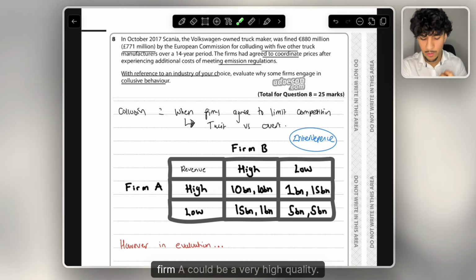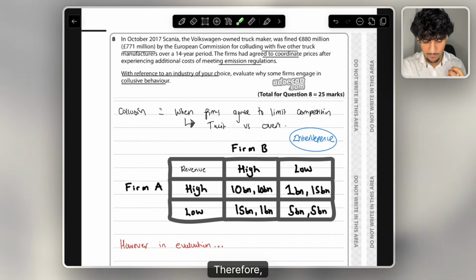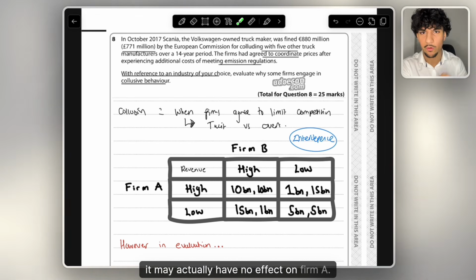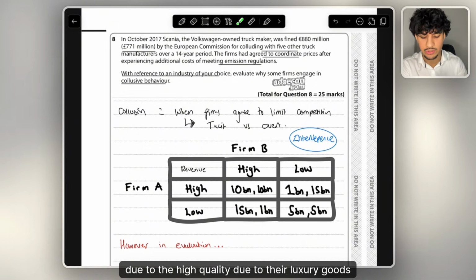But, for example, firm A could be very high quality, they may be a luxury producer. Therefore, despite firm B cutting their prices, it may actually have no effect on firm A. For example, consumers may go to firm A due to their high quality, due to their luxury goods, instead of their price.